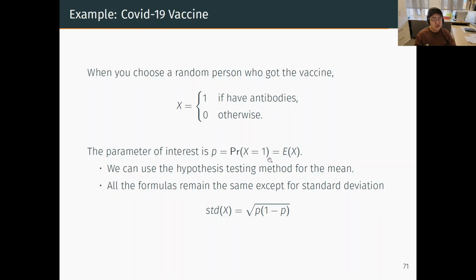Still, there is one thing you have to remember, that is, due to the binary distribution structure, the standard deviation of X should follow this formula. Remember, the variance for a binary variable was p times 1 minus p, success probability times failure probability. So its standard deviation must be the square root of the variance. Just remember to use the standard deviation.